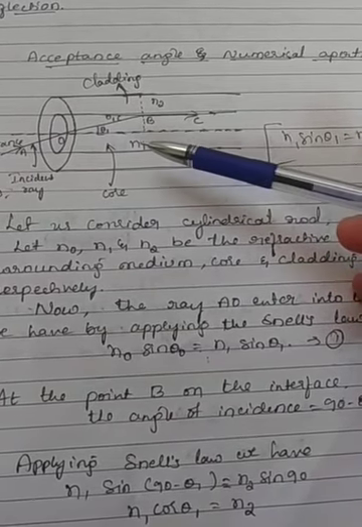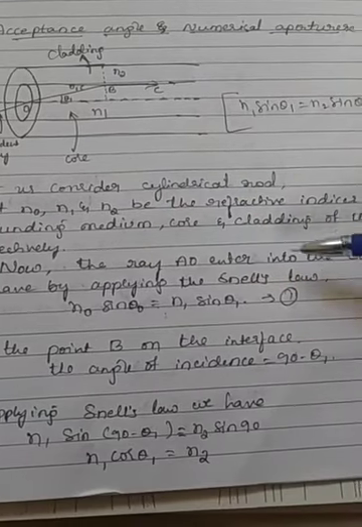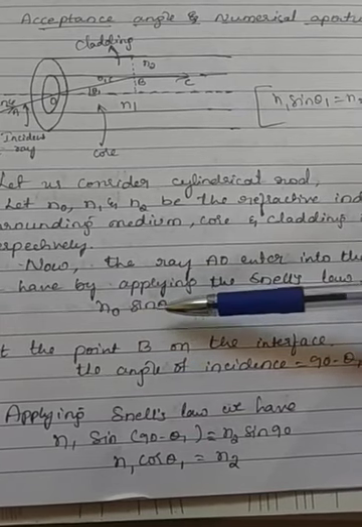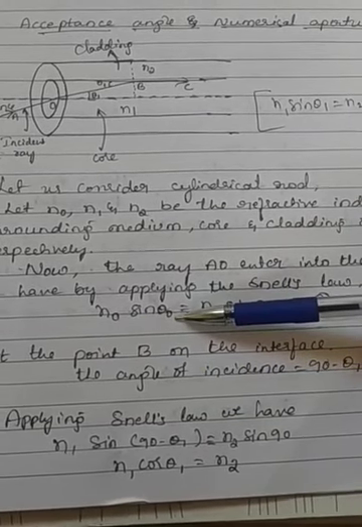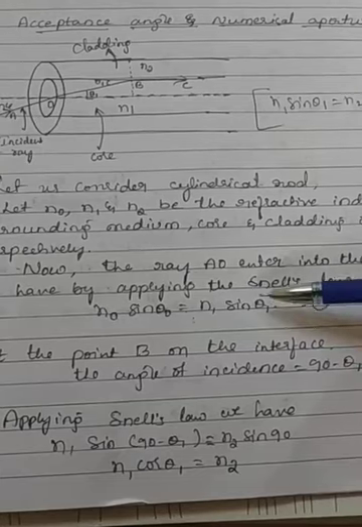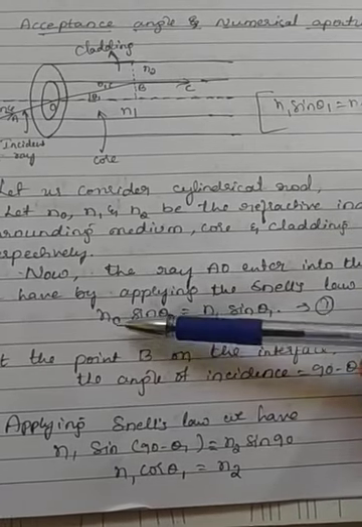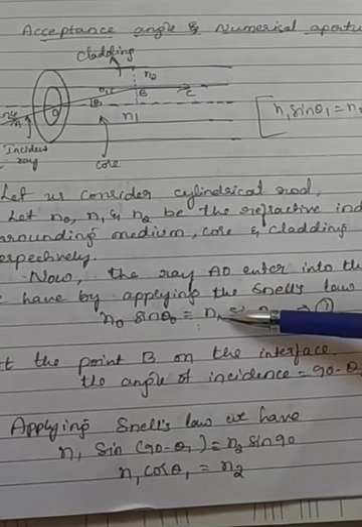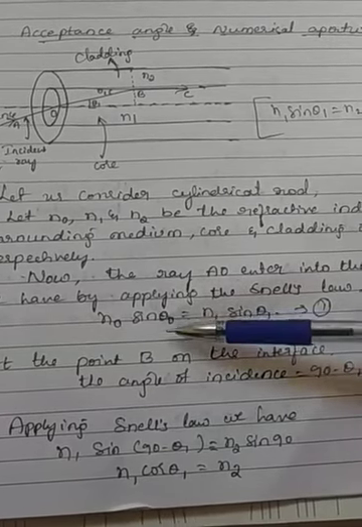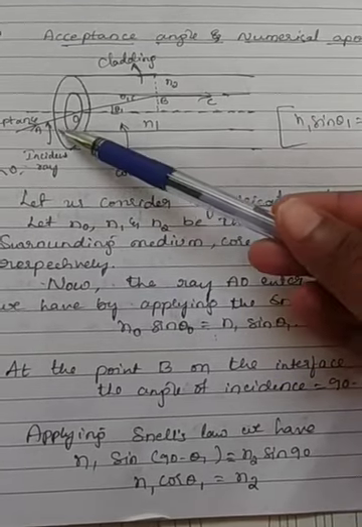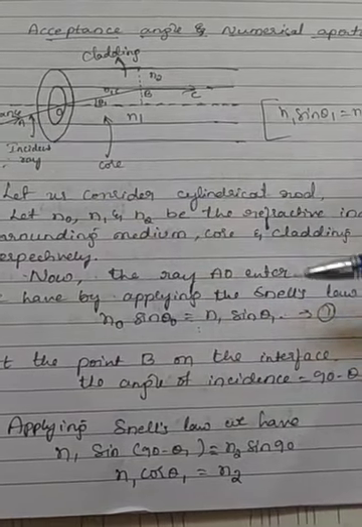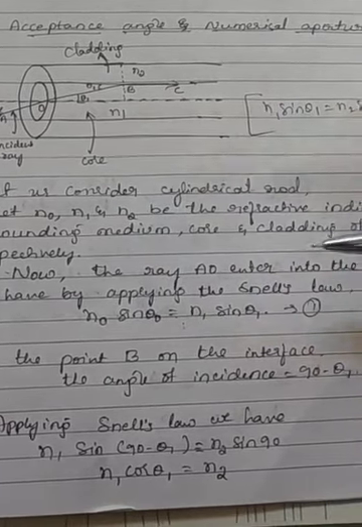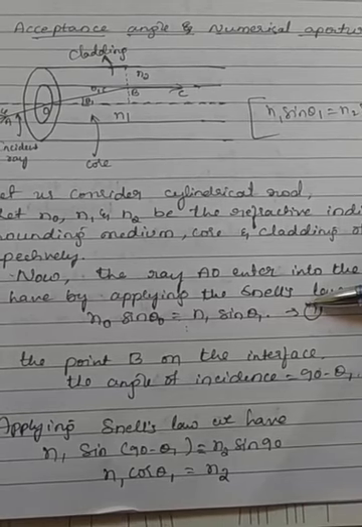So based on that, next we have to apply Snell's law. We will get equation 1, that is n0 sin theta naught is equal to n1 sin theta 1. Here n0 is the refractive index of the air medium, n1 is the refractive index of the core. Theta naught is the incident ray angle, theta 1 is the refracted ray angle. We will get equation 1.